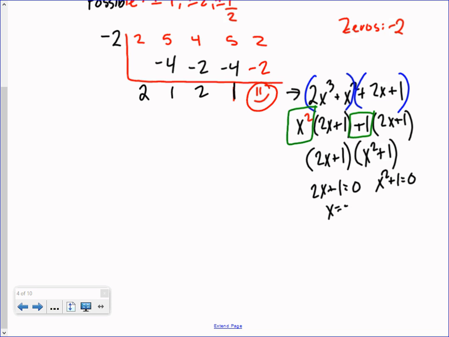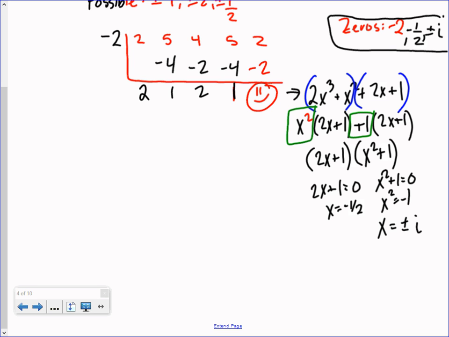This is going to give me a -1/2, which I can add to my list. And this gives me what for solutions? X squared equals -1. Plus and minus i. So plus or minus i. So I have all 4 zeros now. They're all listed up at the top there.